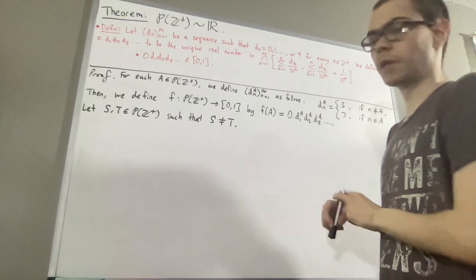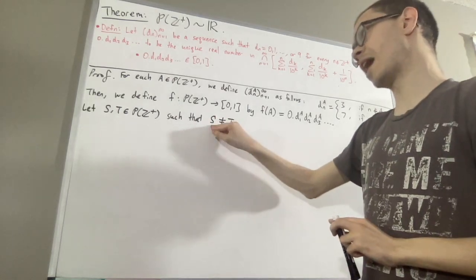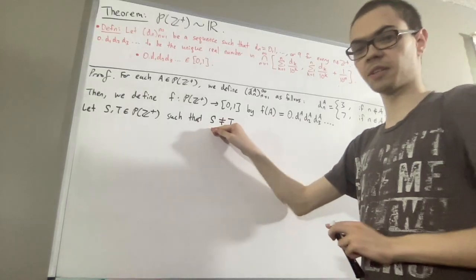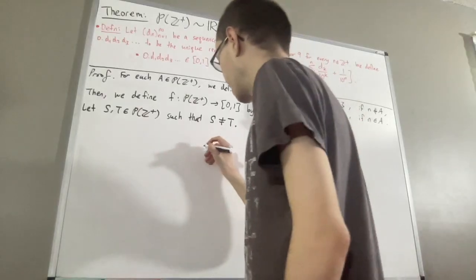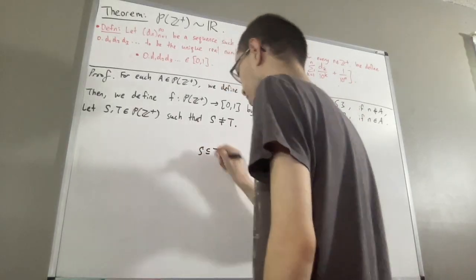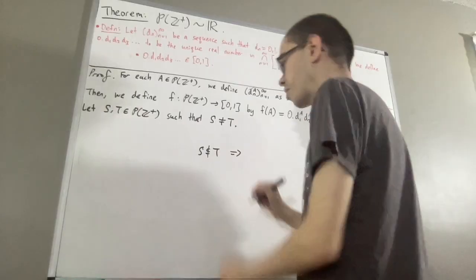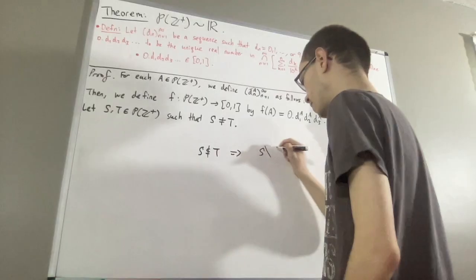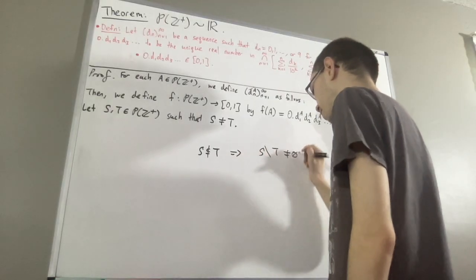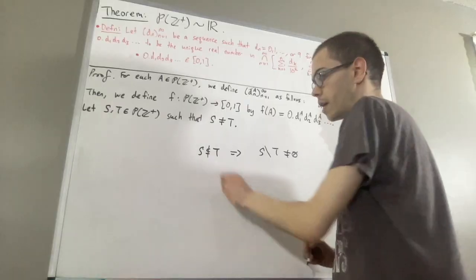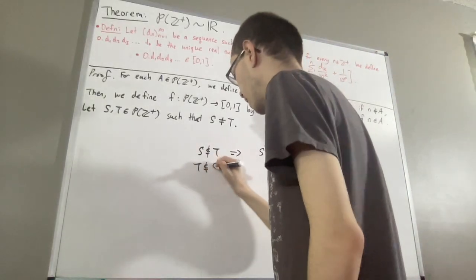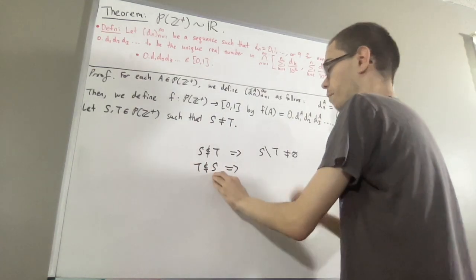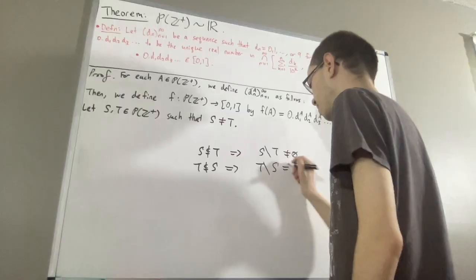So, what happens when S is not equal to T? Well, in that case, either S is not a subset of T, or T is not a subset of S. Now, if S is not a subset of T, then there is some element of S that is not an element of T. So S set minus T is non-empty. On the other hand, if T is not a subset of S, then there's some element of T that is not an element of S. So T set minus S is non-empty.